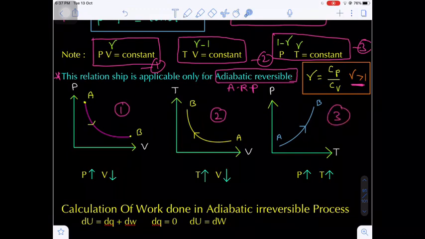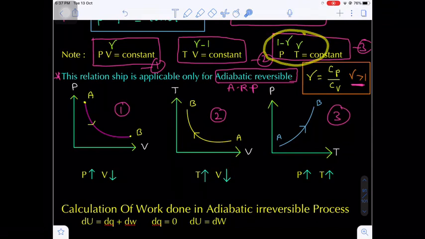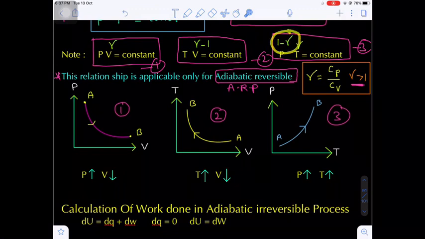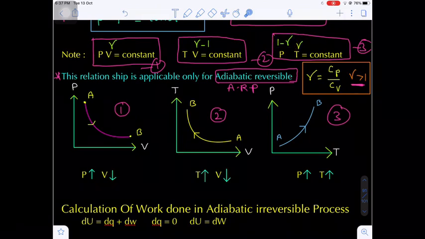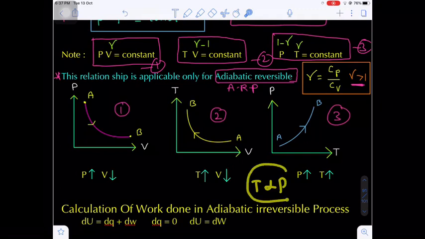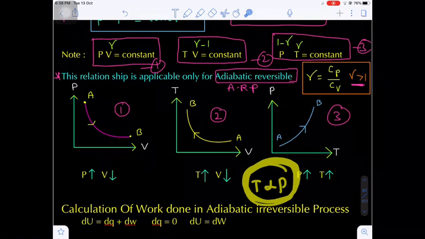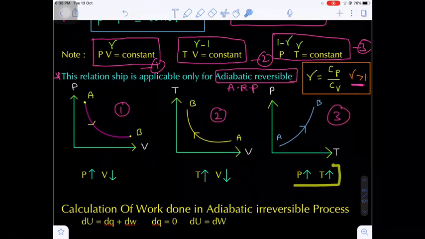In equation 3, if you carefully observe, what is equation 3 here? P to the power 1 minus gamma into T to the power gamma. Gamma value, what happens? Greater than 1. That means 1 minus gamma will be less than 0. That means we will get a negative value. Bring the P to the power 1 minus gamma, that is negative, to the right side. So you will get temperature directly proportional to pressure. Yes. The third graph corresponds to temperature and pressure being directly proportional. So if you draw a graph from A to B, temperature increases, pressure also increases.